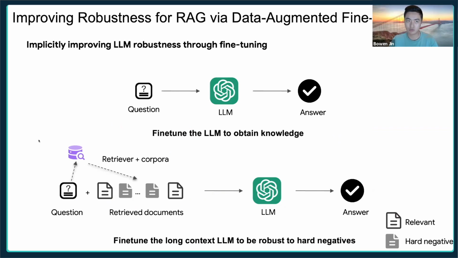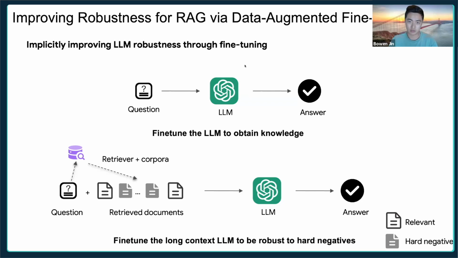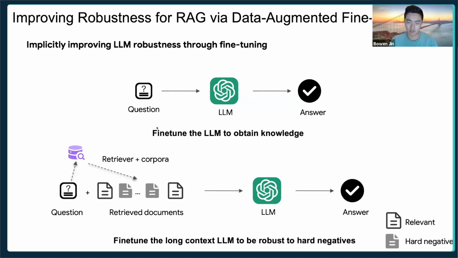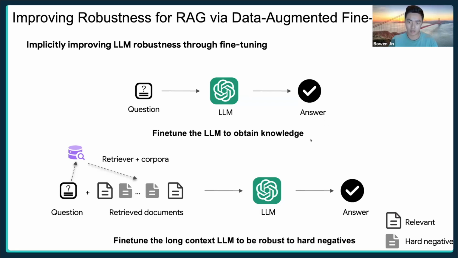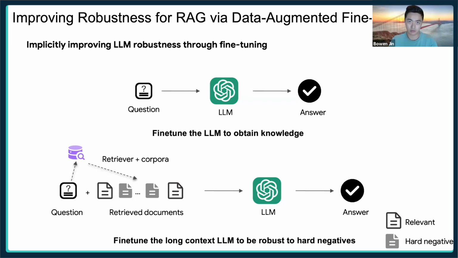Secondly, we also think about some tuning-based methods to improve the large language model for RAG applications. The first solution we try is called implicitly improving LLM robustness through fine-tuning. We know that vanilla fine-tuning is like this: given a question, we fine-tune the LLM to directly give the answer. But this is not applicable for RAG applications, because during RAG, we not only have a question, but also the retrieved context, and we need to teach the LLM to be robust to the hard negatives retrieved in context, and only focus on the relevant documents to give the answer.